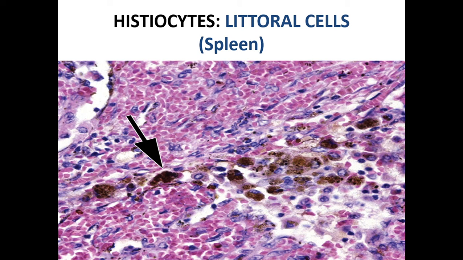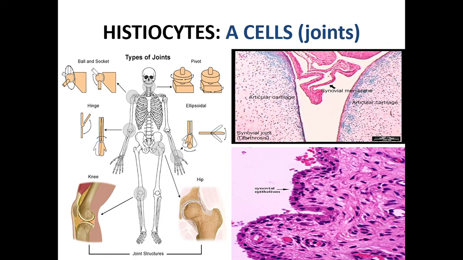Then we have the littoral cells in the spleen involved especially during tumor of the spleen. The joints of the body also contain histiocytes, so they are found in the synovial membrane of the body.